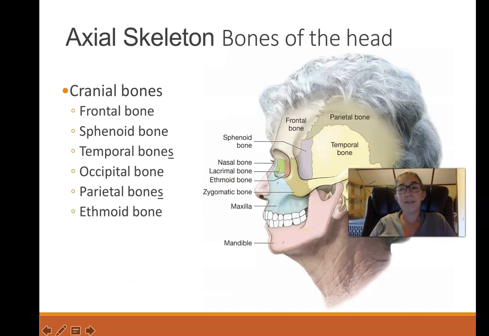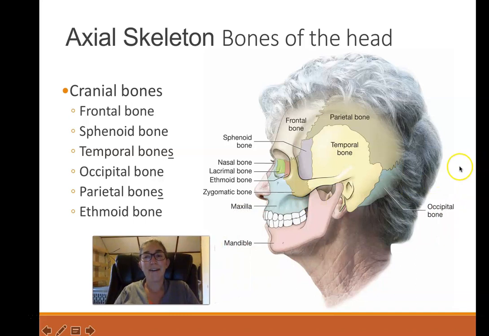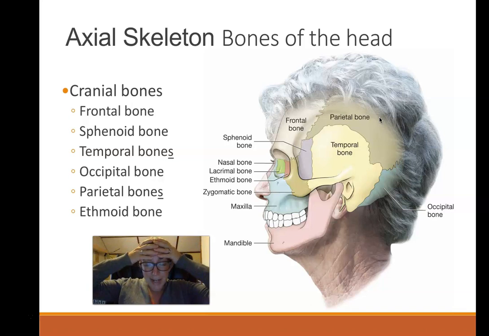So let's start with the bones of the head. I'm going to go from back to front here. Back here we have the occipital bone, the parietal bones on the sides, the temporal bones, really over your ears, and the frontal bone here up front. The lobes of the brain are named after these bones, so they are names you should already know from the nervous system chapter.